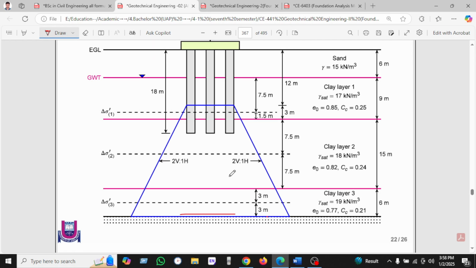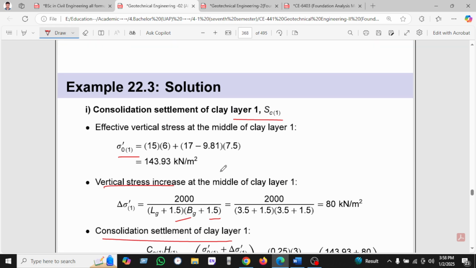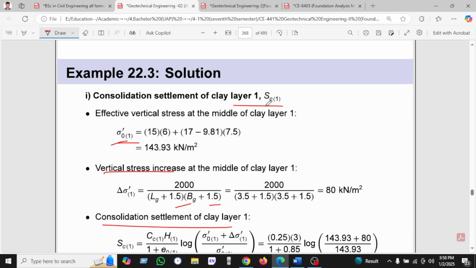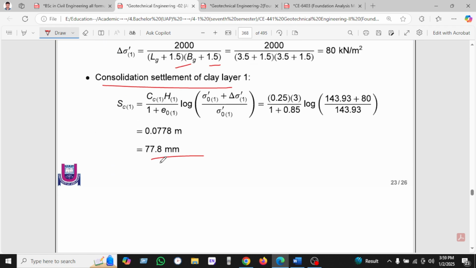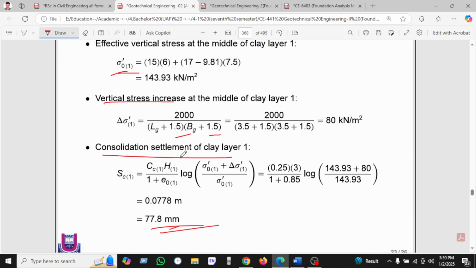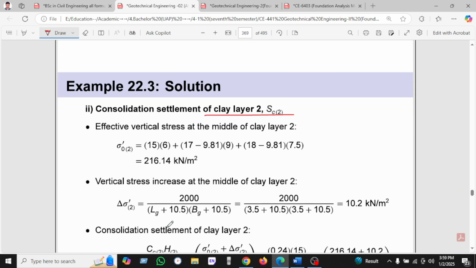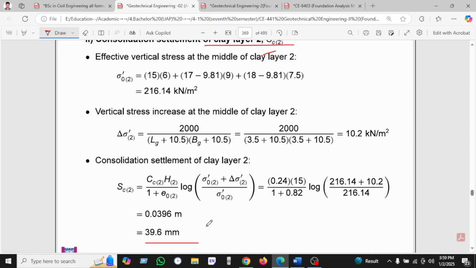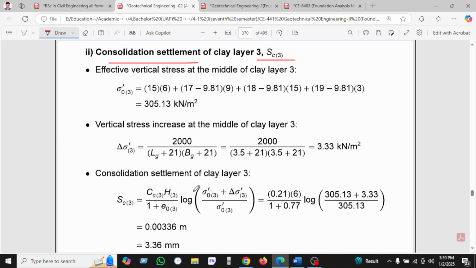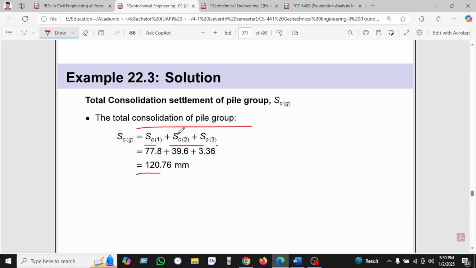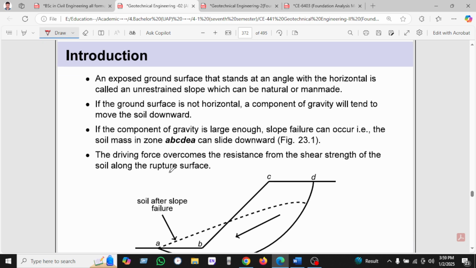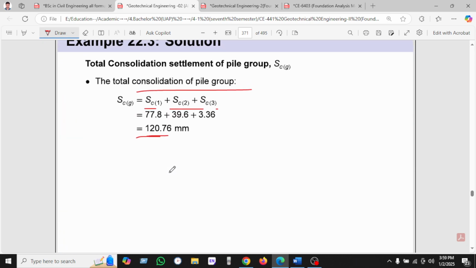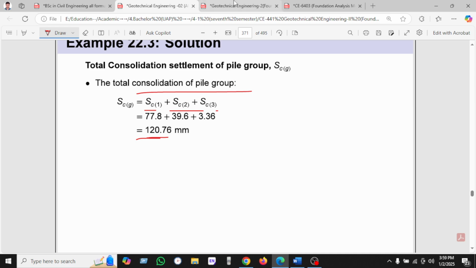We have used 2:1 for getting the z value and put it in the calculation for layer 1 and found the settlement, which is 77.8. In this way, for layer 2 we found the settlement 39.6, and for layer 3 we found the settlement 3.36. Now we add all three values and find 120 millimeters settlement. Okay, let's see another example.